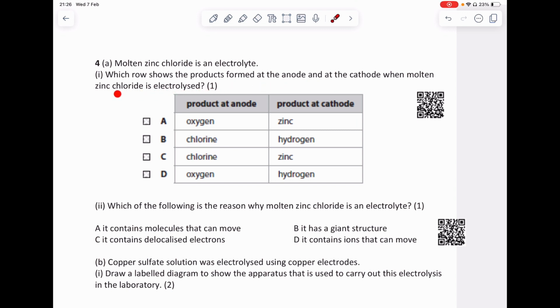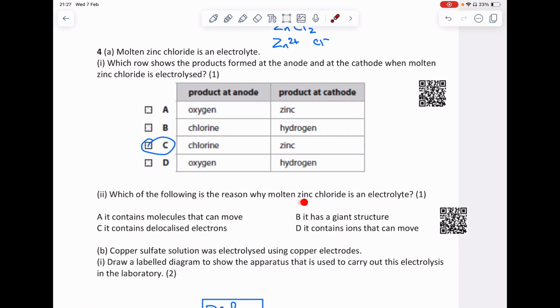Okay, so in this question, we're being asked to explain what is going to be produced when zinc chloride is electrolyzed. So let's just remind ourselves, zinc chloride can be separated into zinc ions and chloride ions. So the only products we're going to get are going to be zinc and chlorine gas, as those chloride ions turn into. So the only option with those two chemicals present is option C.